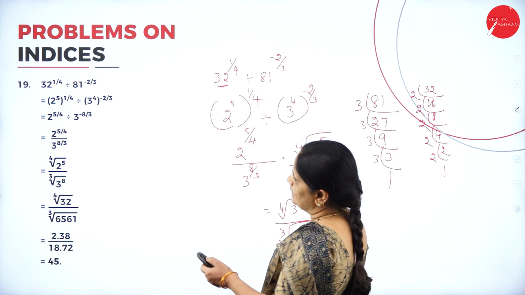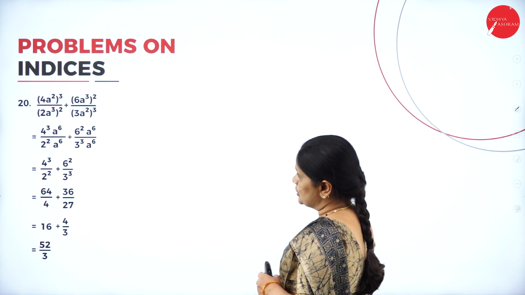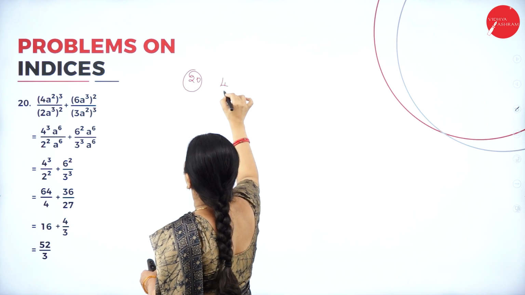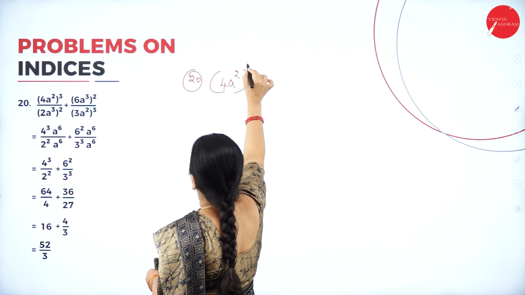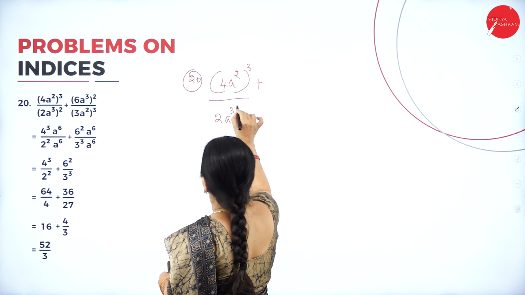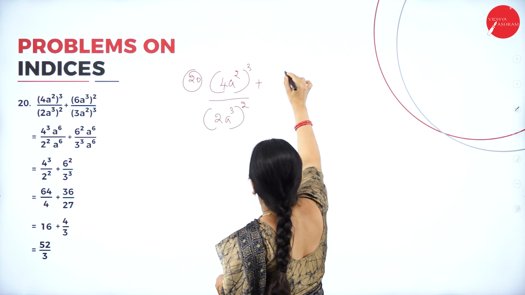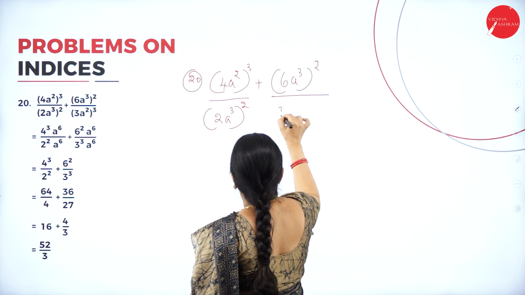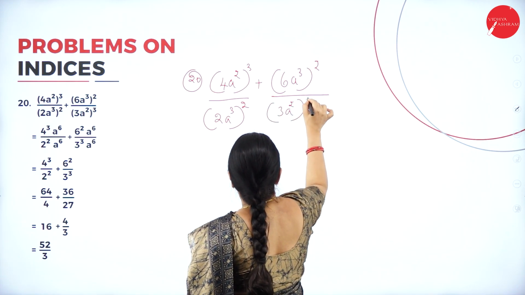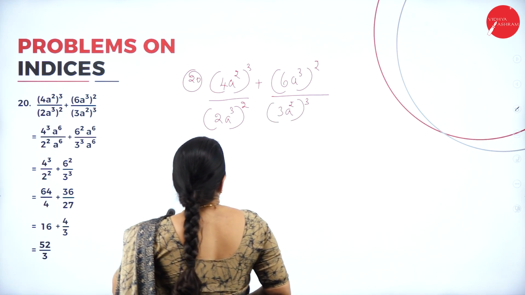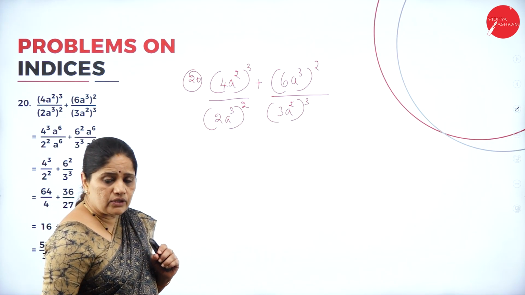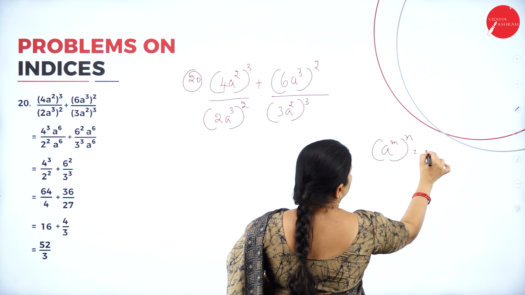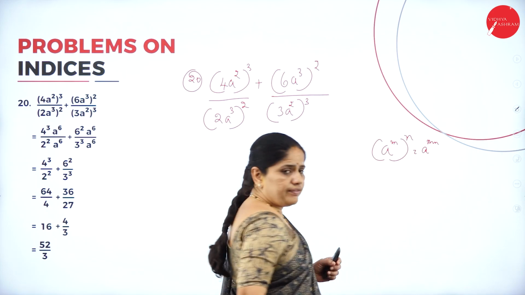Now, the next one, the last problem for the session here. So, they have given the problem number 20 as (4a square) the whole cube divided by (2a cube) the whole square plus (6a cube) the whole square divided by (3a square) the whole cube. Now, this kind of an expression, it is related to what is the law followed here? (a to the power of m) whole to the power of n equals a to the power of mn.